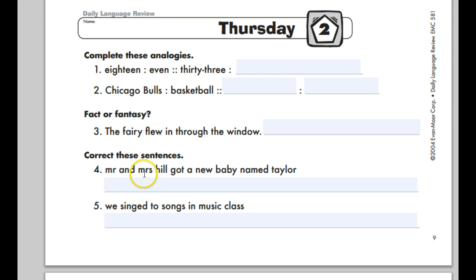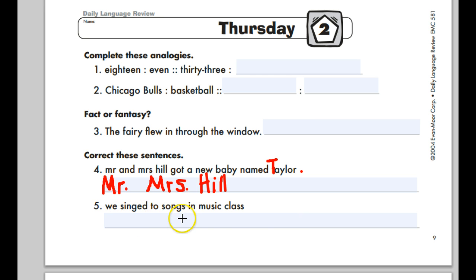Okay, Mr. and Mrs. Hill got a new baby named Taylor. Okay, Mr. capital M-R period. I know you know that. Mrs. capital M-R-S period. Hill has to be capitalized. That's their name. Okay, got a new baby named Taylor. I just really dislike the word got, but I suppose we can leave it there. But in your regular writing, when you write to me, please don't use the word got. I really dislike it. Mr. and Mrs. Hill got a new baby named Taylor. Period.